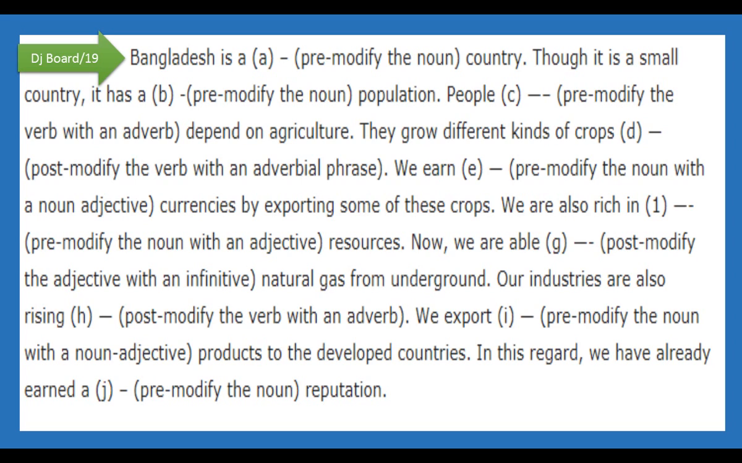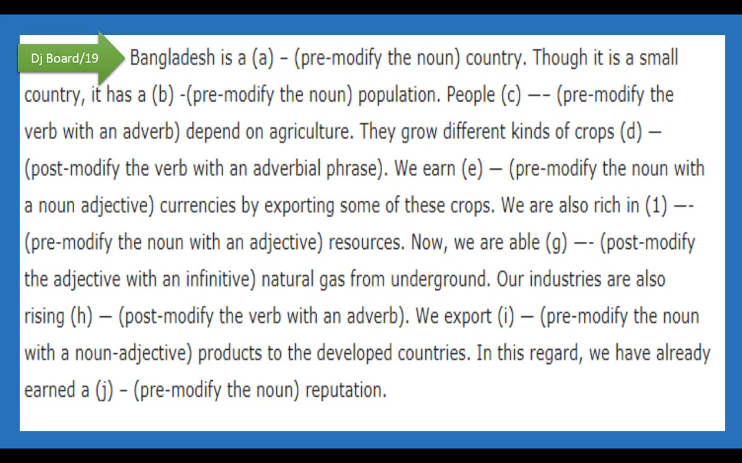People dash dependent on agriculture. They grow different kinds of crops. Dash we earn currencies by exporting some of these crops. We are also rich in dash resources. Now we are able dash natural gas from underground. Our industries are also rising. Dash we export dash products to the developed countries. In this regard, we have already earned dash reputation. So the passage is about our country, our beloved country, Bangladesh.